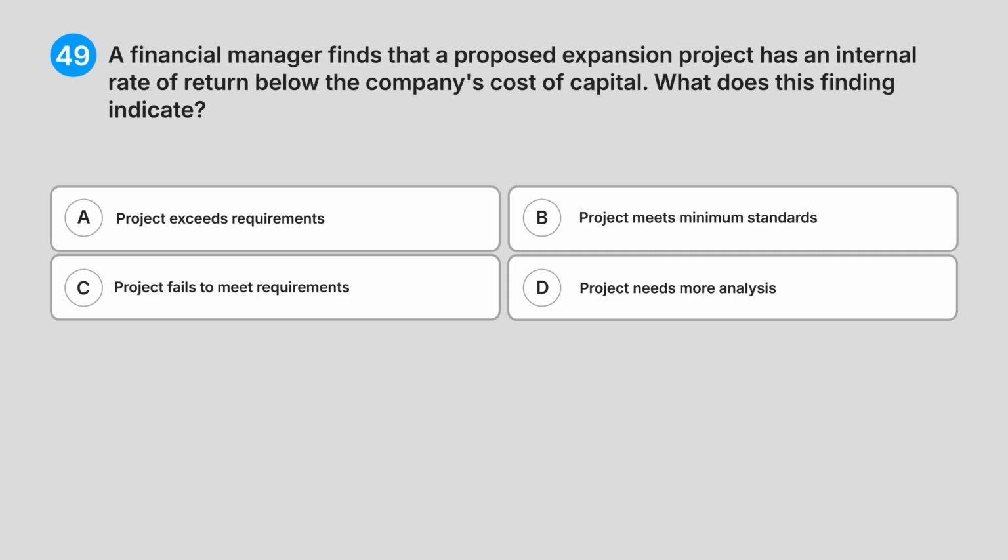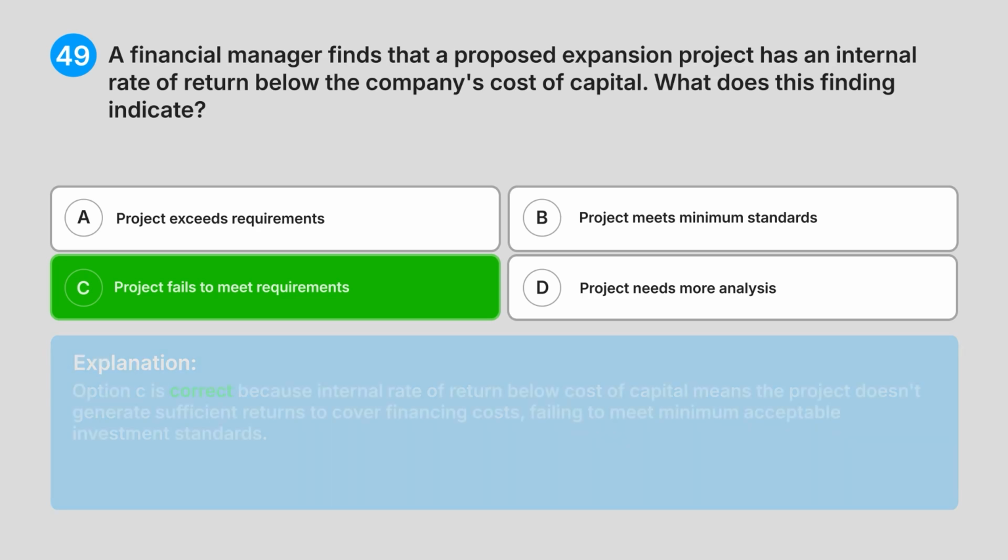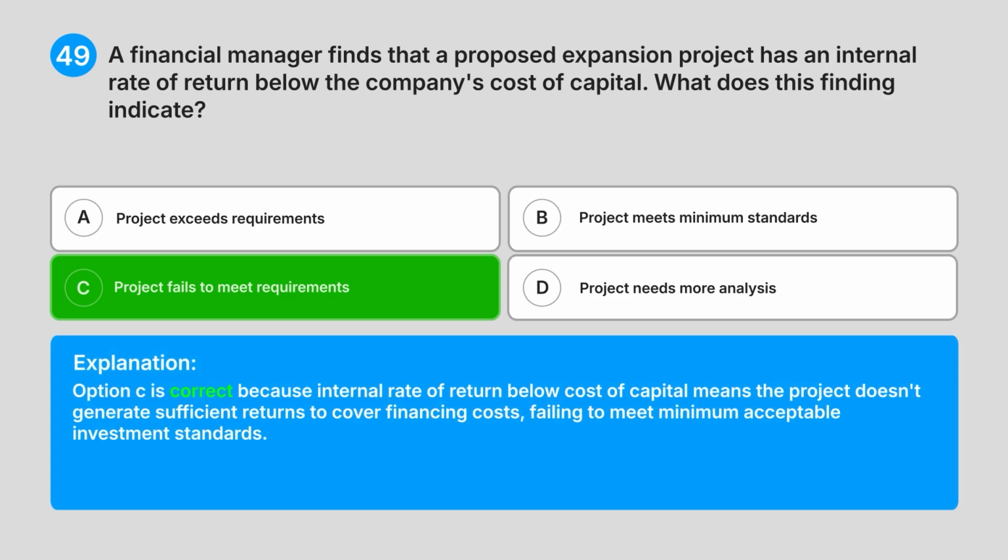Correct answer: C. Project fails to meet requirements. Explanation. Option C is correct because internal rate of return below cost of capital means the project doesn't generate sufficient returns to cover financing costs, failing to meet minimum acceptable investment standards.